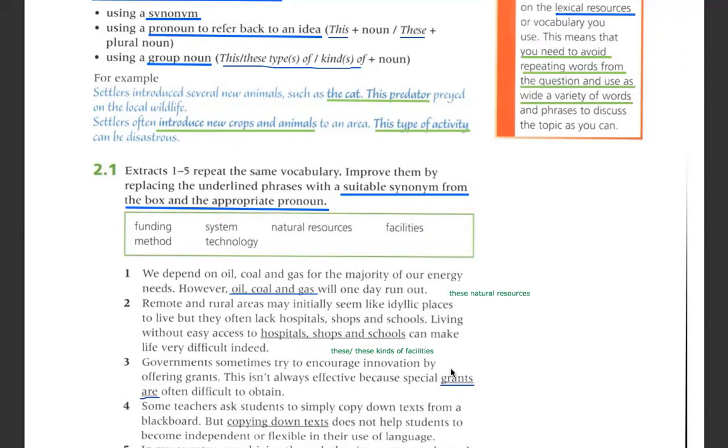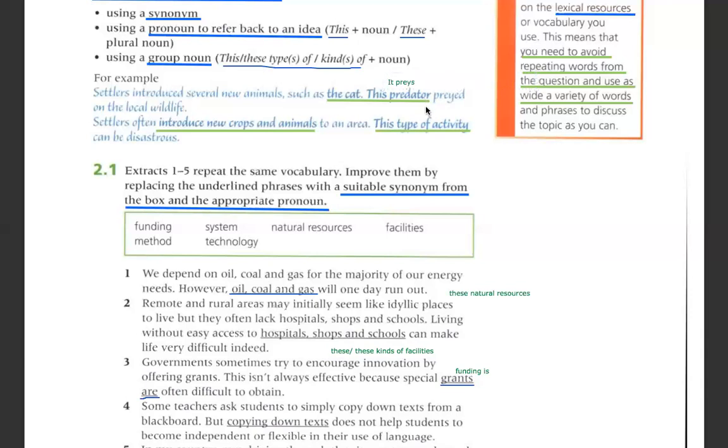Okay, a lot of you have said funding, which is fine. But do we say funding are? No, we say funding is. Okay. All right, we can also use synonyms by using it as well. So it would be fine to say it over here. For example, it. What do we need to change if I use the word it instead of this predator? We need to change the verb.